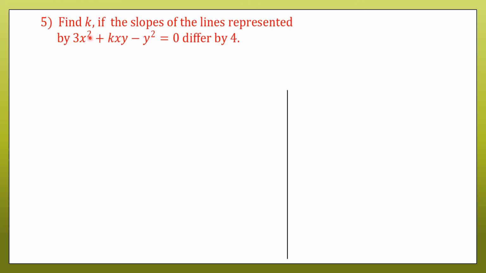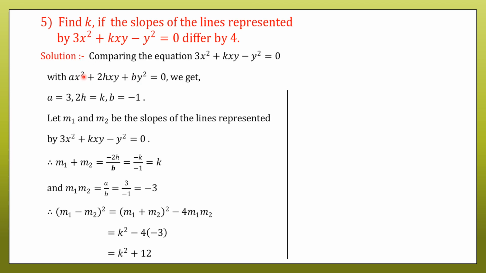Example 5. Find k if the slopes of the lines represented by 3x square plus kxy minus y square equal to 0 differ by 4. If there are two combined lines, their slopes differ by 4. That is, we take m1 minus m2 equal to 4 or m2 minus m1 equal to 4. Using this condition, find the value of k.